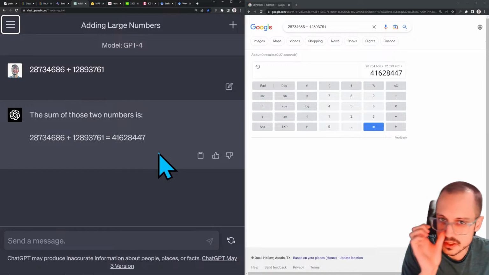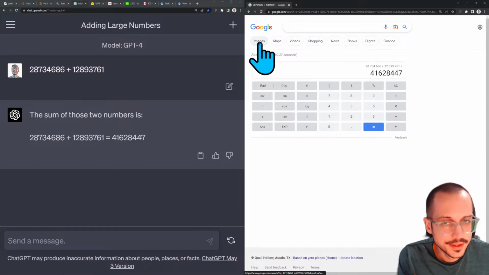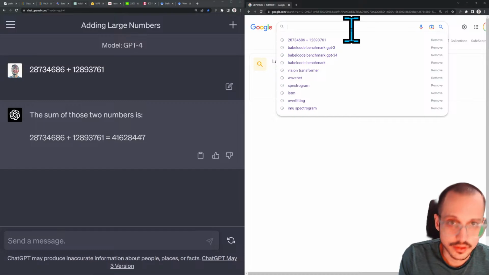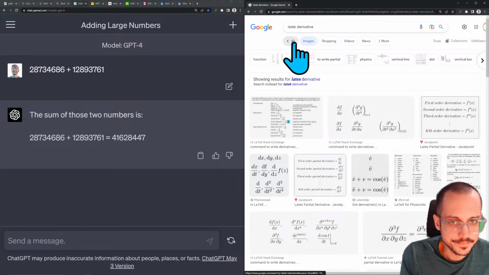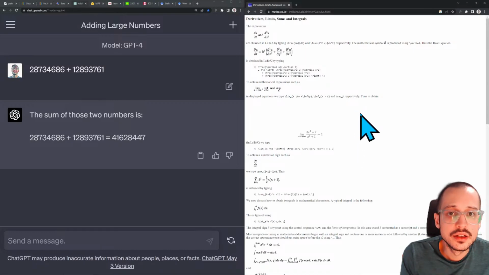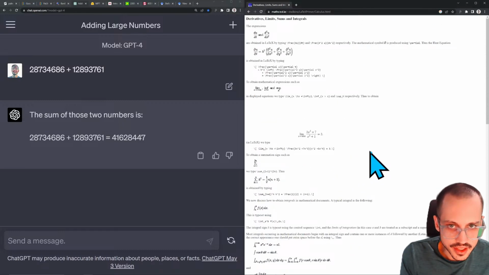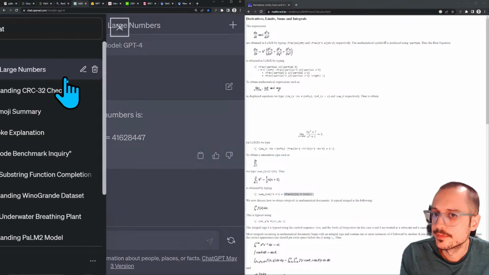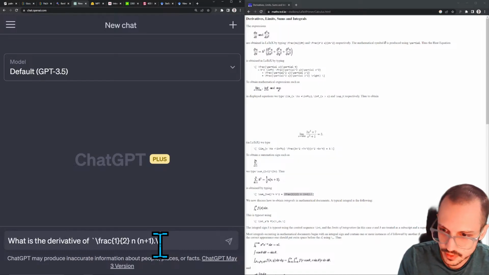ChatGPT Plus knows how to add 40-digit numbers. Yeah, I mean, it got this right, but we can try a more complicated mathematical expression. Let's see, LaTeX derivative. Here, I basically want to copy paste an equation in LaTeX and then see if it can give me the actual answer of that. Here, for example, this. What is the derivative of that?